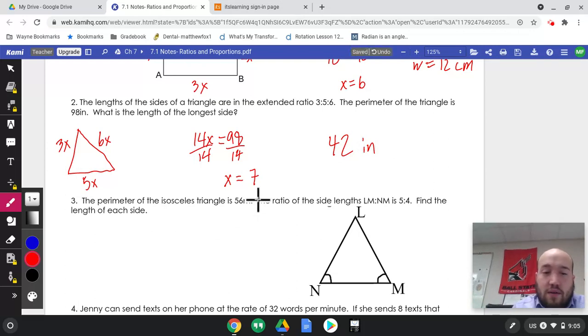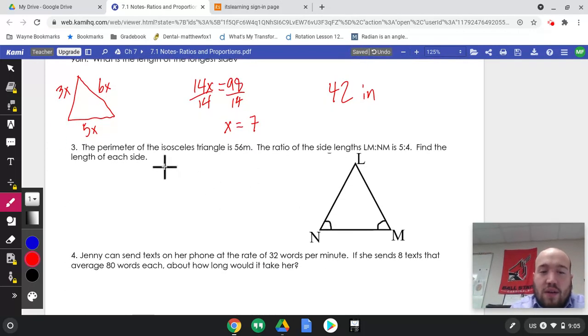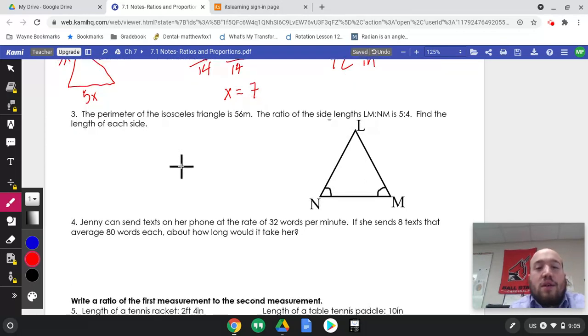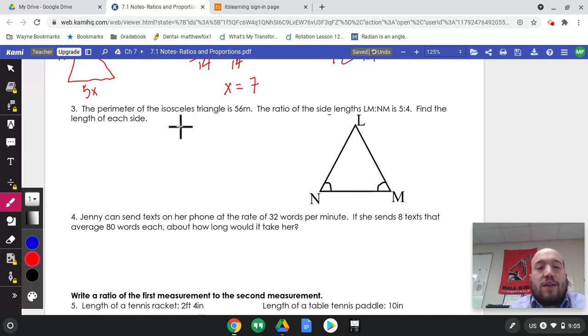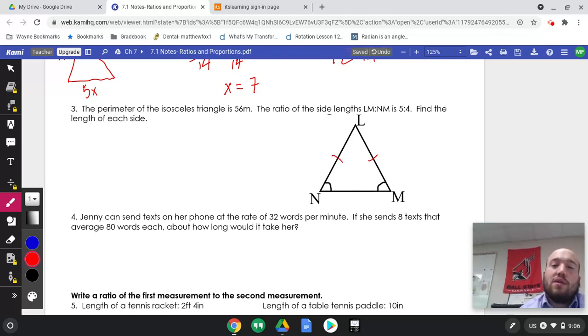Now this next one says the perimeter of the isosceles triangle. That's a key word there, isosceles. Hopefully you guys remember from last semester, isosceles means two of the sides are congruent. Even though they're not marked on here, because these angles are marked congruent, we know that the opposite sides are congruent. So I can go ahead and put a mark here and here. LN and LM will have to be congruent to each other.